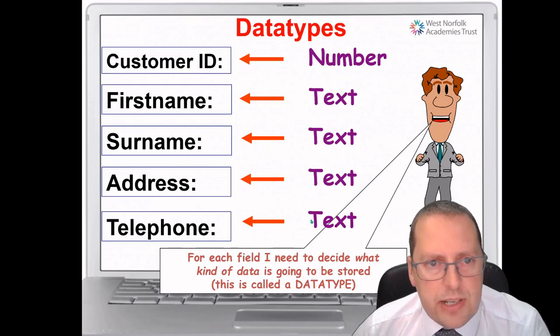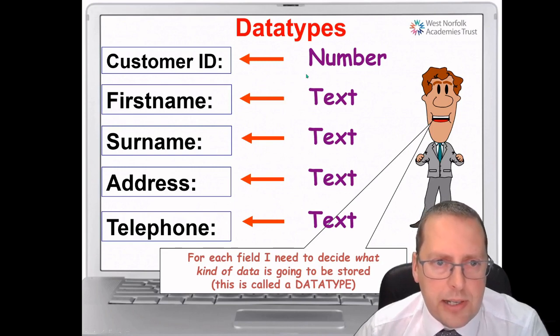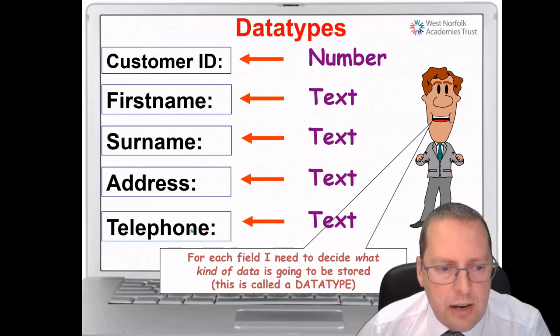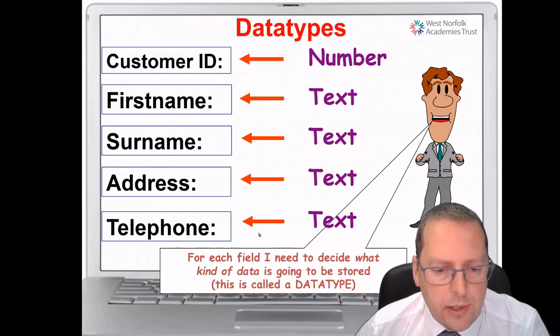Now, the advantage of a database, usually on a computer, is we can tell it what type of data the information is going to be. So the customer ID, we can tell it that it's going to be a number. The first name is going to be text, the surname is text, and the address is text. When we look at the telephone number, we're actually going to make that text, and there's a reason we make that text, and that's what you need to kind of have a think about. Why do we want the telephone number to actually be text?